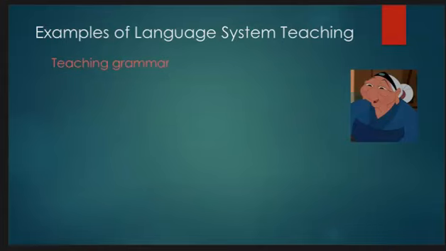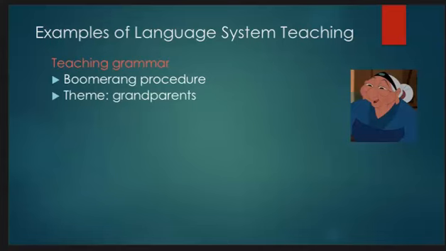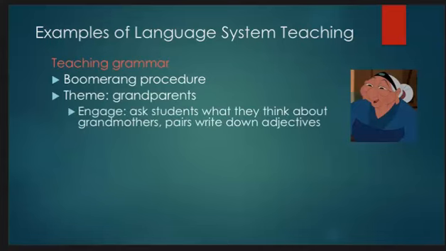That last example was a deductive approach, teach the rule and the students apply it. But if you want to teach inductively, the second example in the text is for kind of an upper intermediate group that's learning about conditional if sentences, and they use more of a boomerang procedure in this approach. So the theme was grandparents, and they started by engaging, so asking students what they think about grandmothers. Maybe they work in pairs, writing down adjectives that they would use to describe grandmothers.